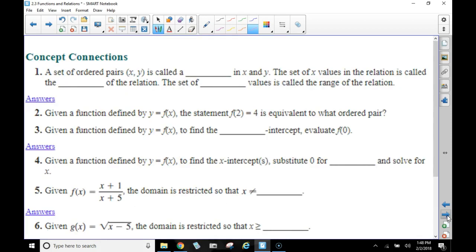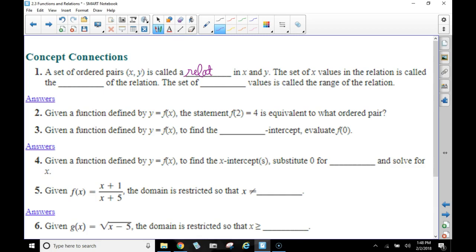There we go. Let's fill in our blanks for our concept connections. Number 1 says a set of ordered pairs x, y is called a blank in x and y. The set of x values in the relation is called the blank of the relation. The set of blank values is called the range. All right, well, if you read on to the second sentence, it tells you what this should be.